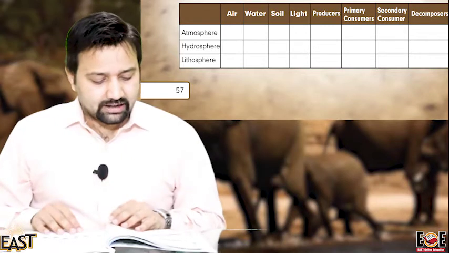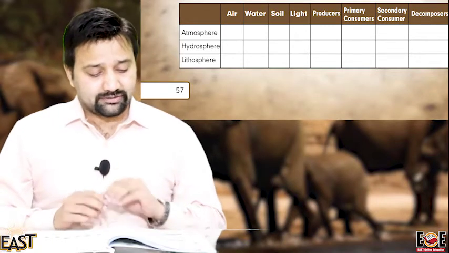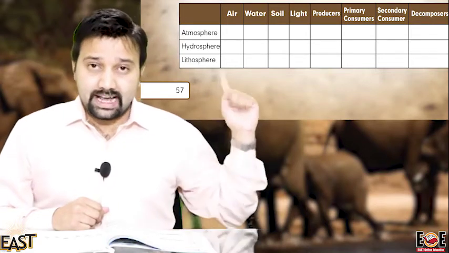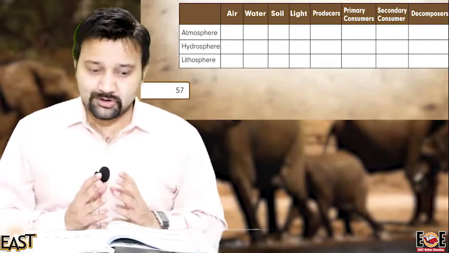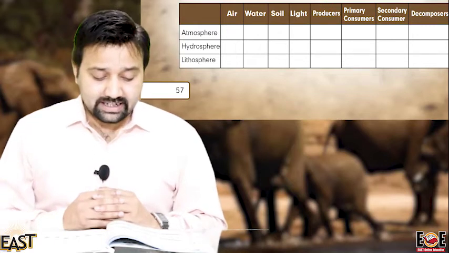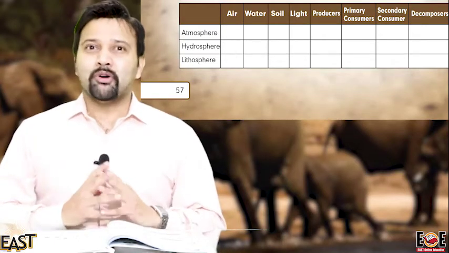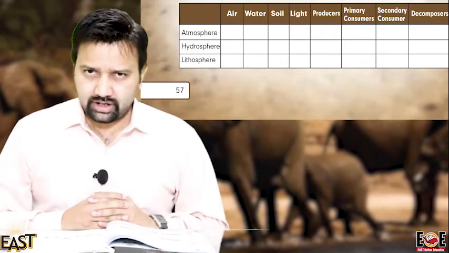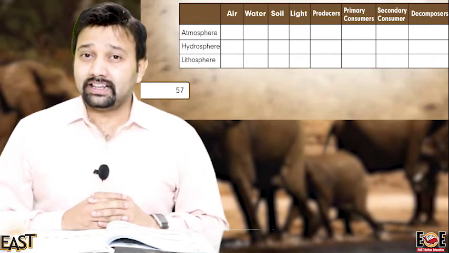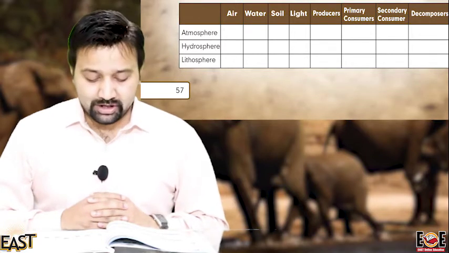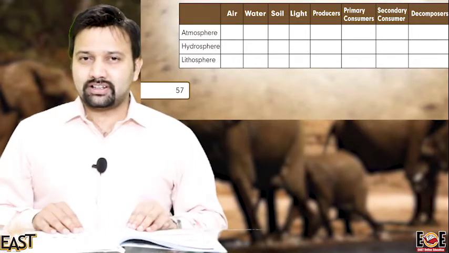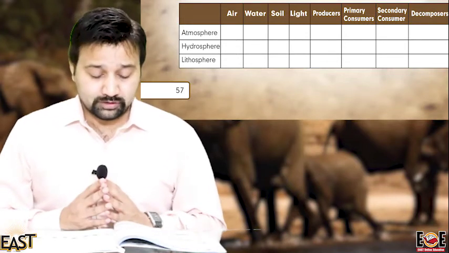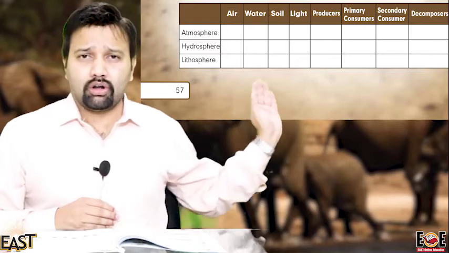And now we have our last sphere, and it's lithosphere. Okay, in lithosphere we have less air, less water, more soil, light is less, producers more, primary consumers are also more, secondary consumers, what do you think? Yes, exactly, more. And what about decomposers? In lithosphere, decomposers are also more. So I have filled all the columns.